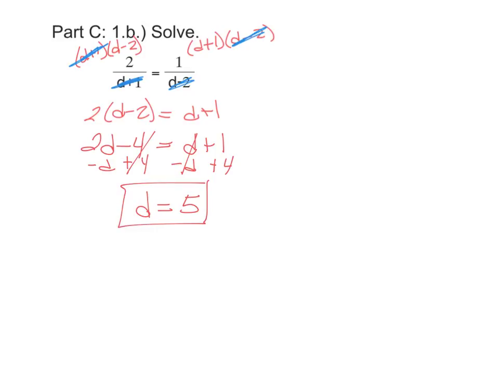Before I leave the problem, I should check and make sure that it's not going to make either of my original denominators equal to 0. Well, I remember that this one I canceled out here, that was d plus 1. If d is 5, that's fine. It'll be 6, not 0. If I plug 5 in for d in this denominator, we'll have 5 minus 2, not 0. So our solution is good.